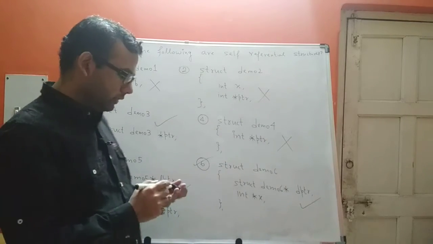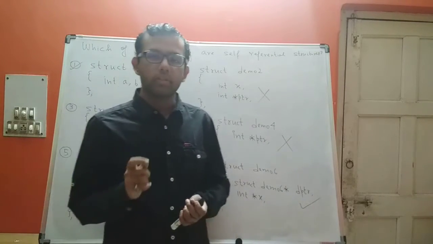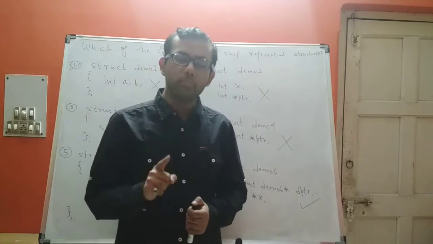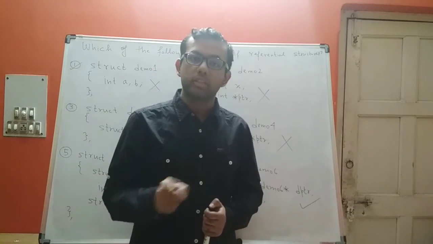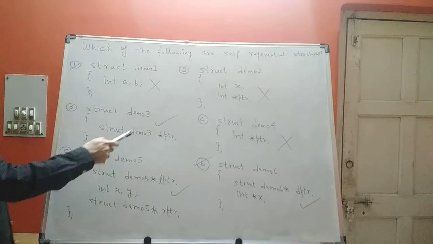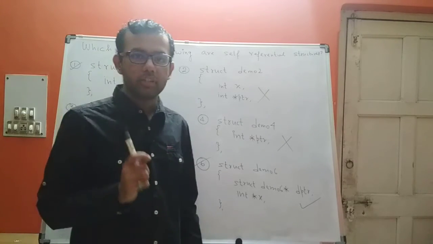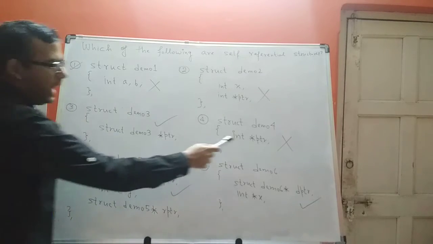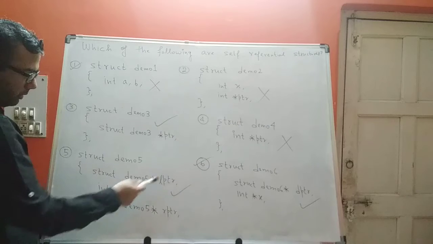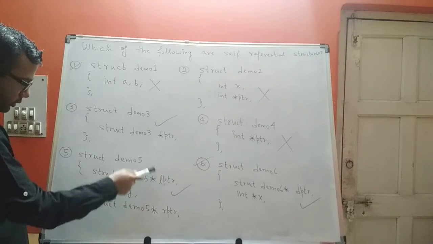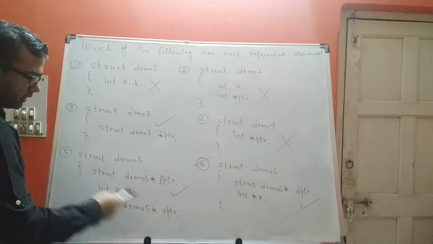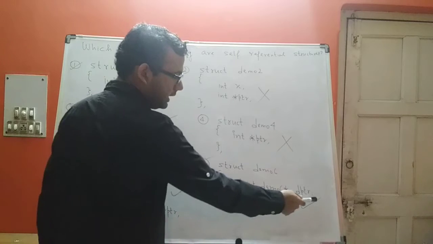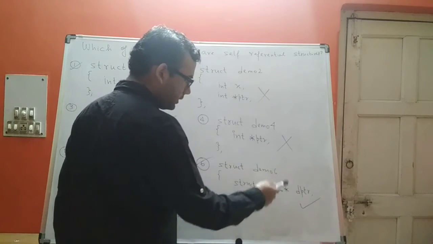Okay, so before I conclude this video, I would reiterate the definition of self-referential structure. A self-referential structure is a structure which has at least one member which is a pointer to the structure itself. In all these examples, the structures which qualified as self-referential structures had at least one member which is a pointer to the structure itself. This had two members. lptr is a pointer to struct Demo5, which is the structure itself. rptr is also a pointer to struct Demo5. And same with this. dptr is a pointer to struct Demo6, which is the structure itself.